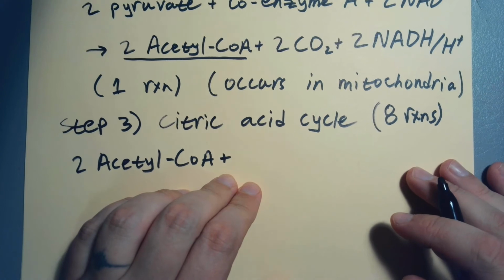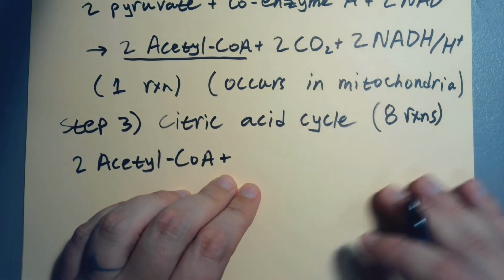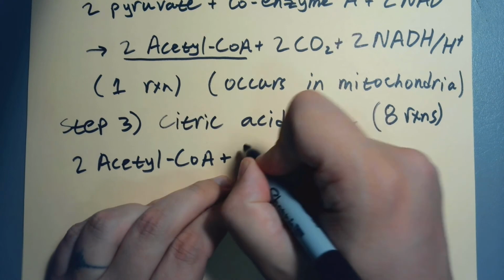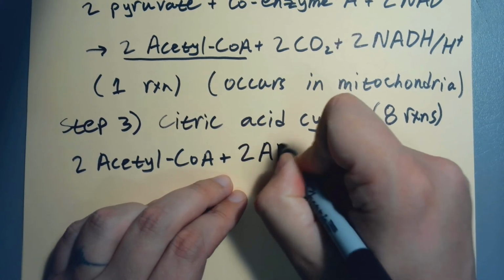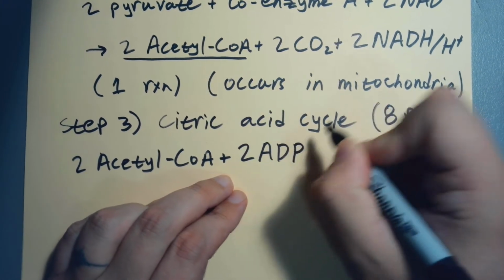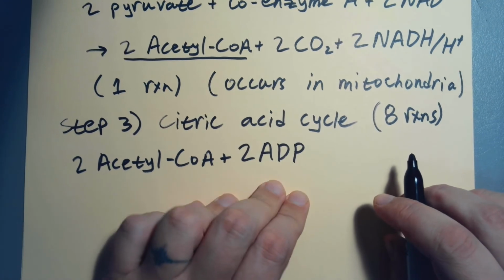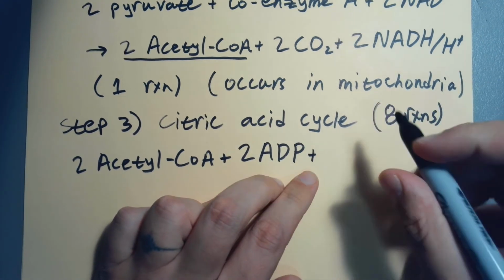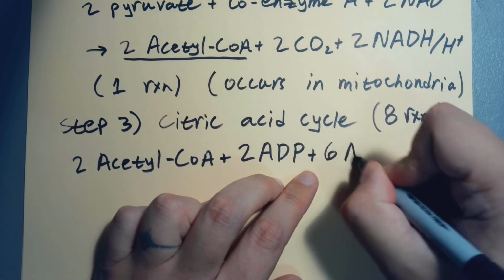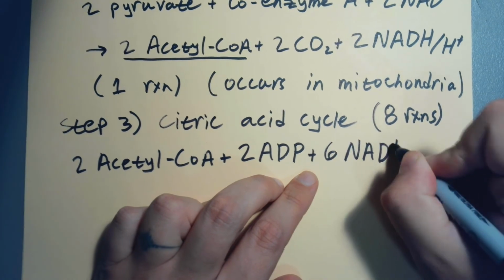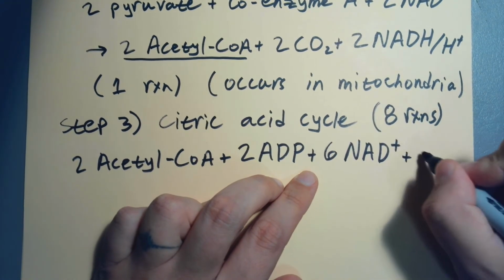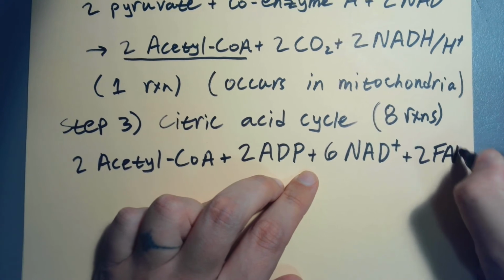So, we're going to make a little bit more ATP here, which means we're going to have to start with some ADP. Excuse me. Good thing T and D don't sound anything alike. But we're also going to have 6 NAD+. That's quite a bit. And we're going to have 2 FAD.